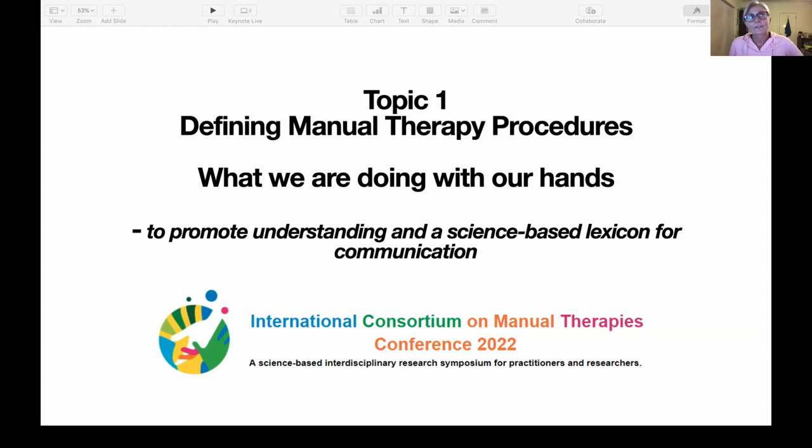So in thinking about it, if we could keep in mind the definition of procedures, I think that will help keep things a little clearer for us. Procedures being a series of actions conducted in a certain order or manner. So I guess what we're trying to do is define the actions of our hands, yeah, what they are doing. And the goal is to find a common language, for understanding and for research. And I think that's really important. So we've made the start, and now we really want to continue the conversation.